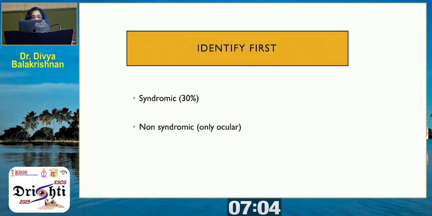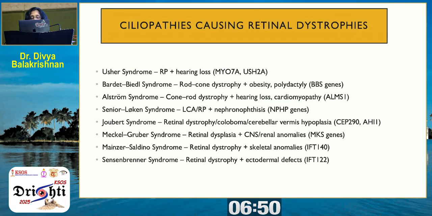Second, when you identify it, you need to think whether it is purely ocular or whether there is any systemic association, that is, syndromic. And the other thing is whether this could be a progressive one or non-progressive. So two important things you have to keep in mind.